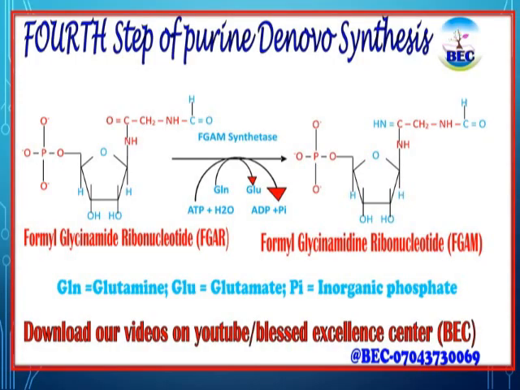Look at the reaction here. The same thing. This is the product of the third step. We just repeat it the way it is, and we call that formyl glycinamide ribonucleotide. Now, to this you add glutamine. When you add glutamine, the work of the glutamine is to donate amino group. When it donates the amino group, it becomes glutamate, and then ATP is required to drive the reaction. We use water to detach the amino group from the glutamine to form glutamate.